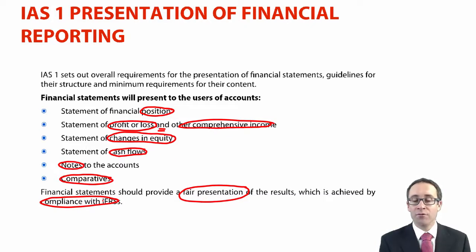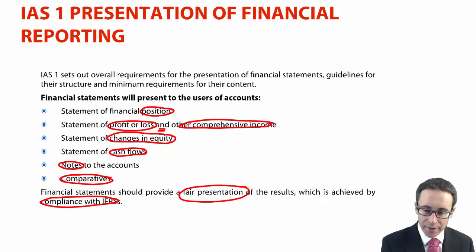Okay. If we don't comply with IFRSs, then it can be judged that maybe we are not presenting fairly the results. But we would have to apply the rules of the framework if we're not complying with the IFRSs, and we would need to categorically state why we are doing that within our financial statements. But that's a very, very rare occurrence. For now, at F1, as long as you are applying the rules and the standards, you will be giving a fair presentation of the results.